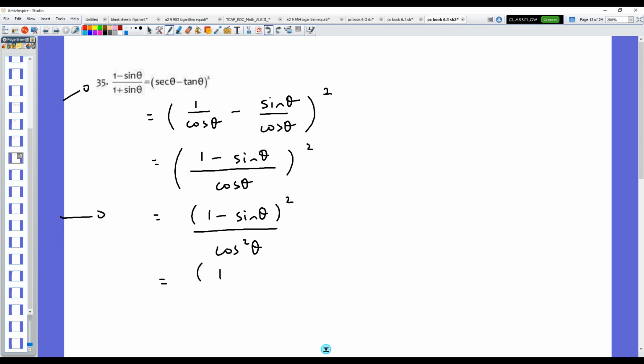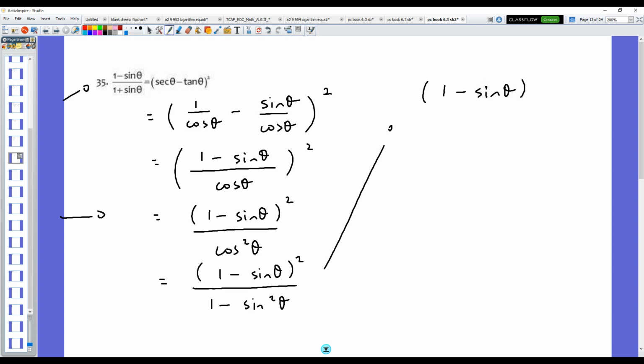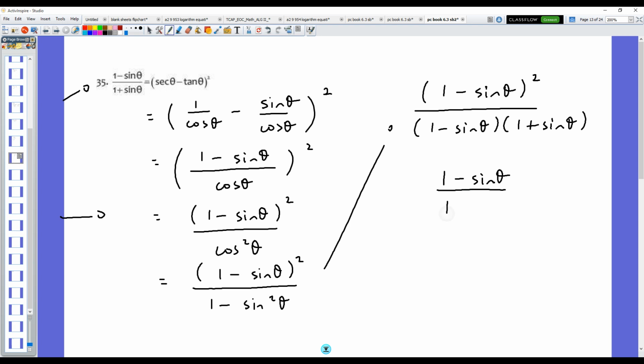So 1 minus sine. I may FOIL, I can always come back and do that. The cosine squared is 1 minus sine squared. 1 minus sine squared is factorable. So on top I have 1 minus sine twice. On the bottom I now have 1 minus sine and 1 plus sine. All right, the 1 minus sine on the bottom is going to take away one of the 1 minus sines on top. So I have 1 minus sine over 1 plus sine. And that was my target.